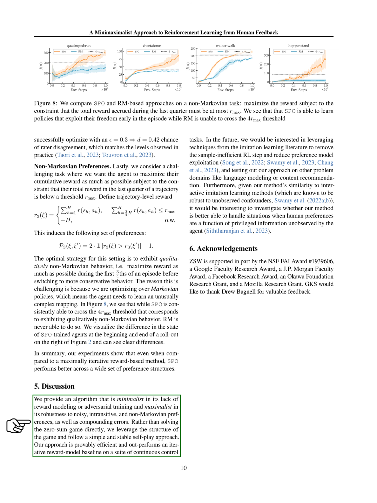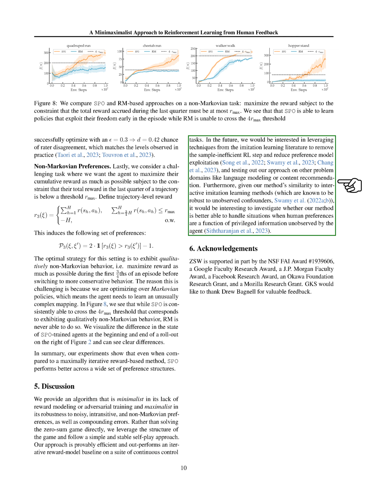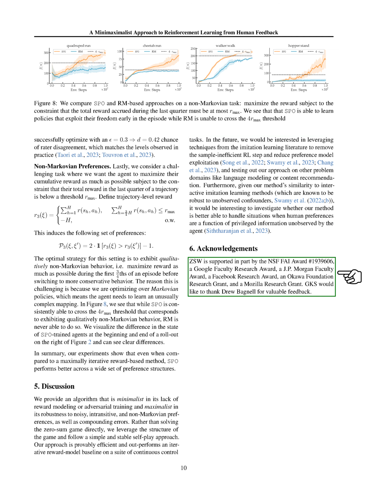Looking ahead, we're keen to incorporate techniques from the field of imitation learning. This could help us eliminate the less efficient reinforcement learning step and minimize the exploitation of the preference model. We're also eager to test our method in different areas such as language modeling or content recommendation. Given the similarities between our method and interactive imitation learning methods, which are known to be resilient to unseen confounders, we're curious to explore whether our method can better manage situations where human preferences are influenced by information that the agent can't observe.